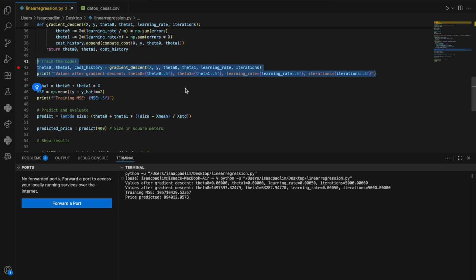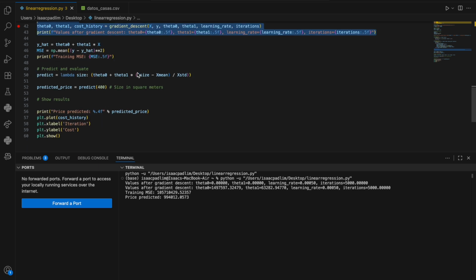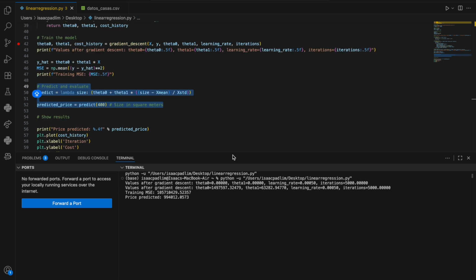We have theta, cost history, theta 1, theta 2, gradient descent, and we print the values that we used, as shown before. So here, this gives the learned intercept and slope for the standardized x. Then we evaluate the model with MSE. MSE is the mean squared error. On the training data, it tells how far on average the predictions are from the real prices in squared price units. Lower is better.